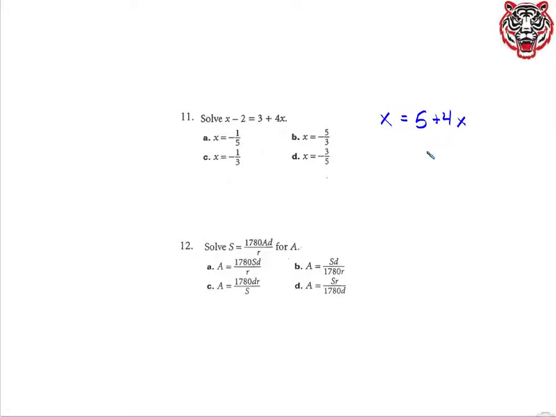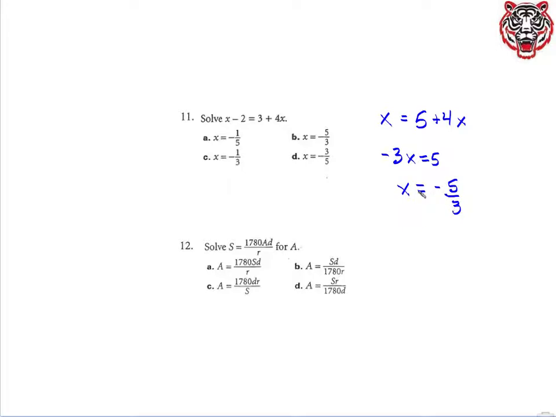Then what do I do? We need to subtract the 4x. So when I subtract 4x, I get negative 3x equal to 5. And then finally, I divide both sides by -3. And I get x is equal to negative 5 over 3.